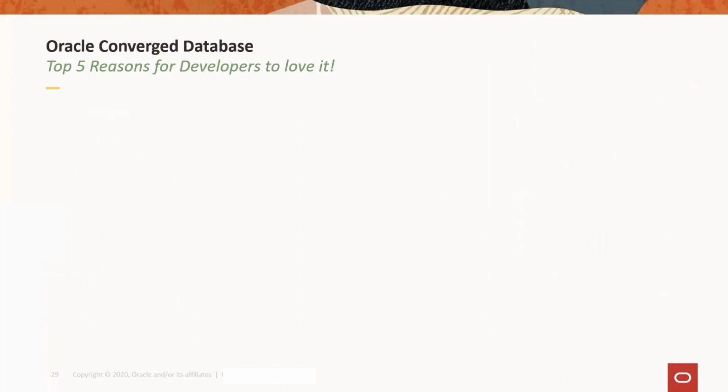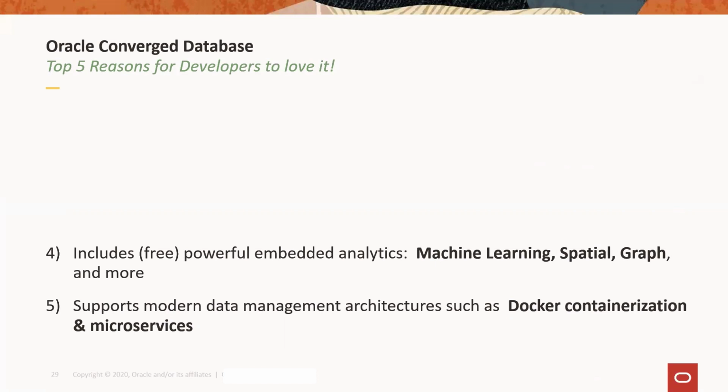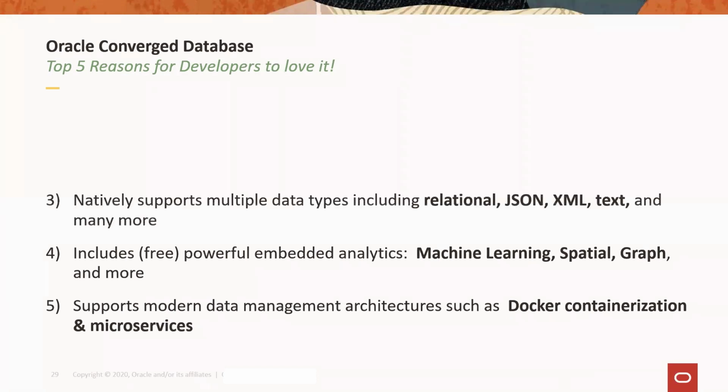All right, on that note, we're going to have a little top 5 reasons why developers will love the Oracle database. Number 5, I'm hoping you guys are guessing ahead of me already. Number 5, the Oracle database supports modern data management architectures such as Docker containerization and microservices. We just talked about that, right? Number 4, the Oracle Converged Database includes free, powerful embedded analytics, machine learning, spatial, graph, advanced SQL capabilities as well, right? There's a lot of analytics built into the database. Number 3, we natively support multiple data types, including relational, JSON, text, etc.